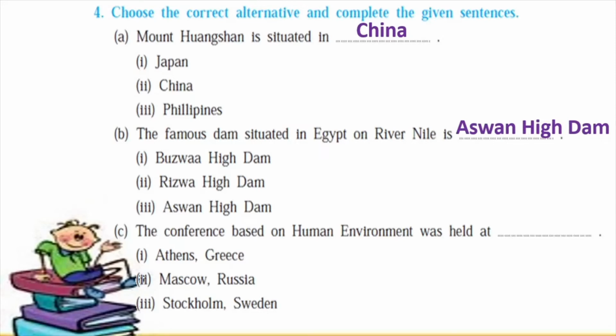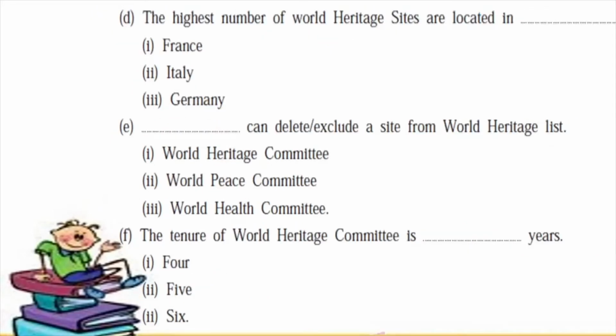What about the conference based on human environment? Where was it held? Was it held in Athens in Greece, Moscow in Russia, or Stockholm in Sweden? It was held in Stockholm in Sweden. We also saw the dates when we read those particular pieces of information. So it was held in the year 1972 in Stockholm in Sweden. Let's move on and do the next questions here.